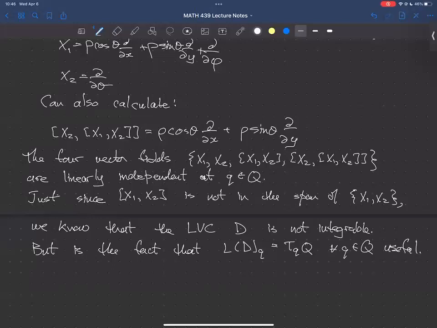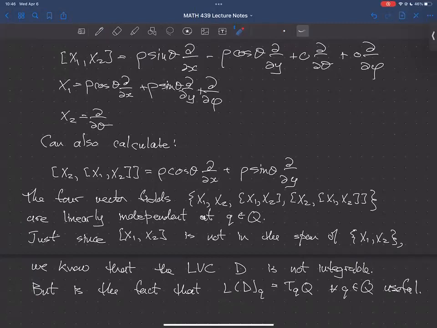It could have been the case when I did these calculations that this one was not in the span, okay? But then this one didn't give me anything extra, right? So it could have been the case that when I calculated that Lie bracket, that one was in the span of x1, x2, and the Lie bracket of x1 and x2, in which case L of D wouldn't be four-dimensional, it would be three-dimensional, okay?